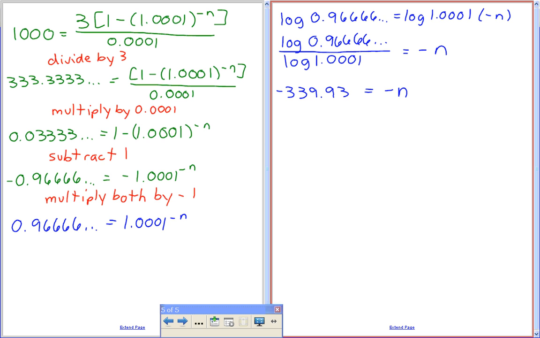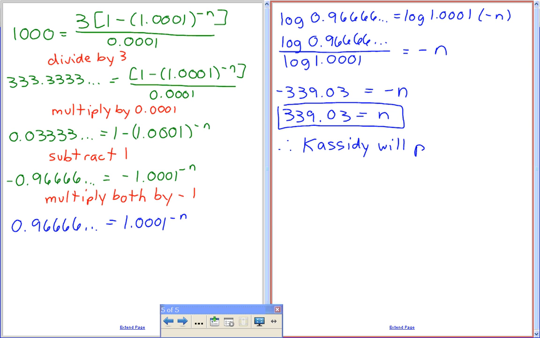Okay, why is that okay for an answer? Now please focus in. Yeah, go ahead, Angela. It's n negative, n's negative. So then we're going to multiply by positive, so positive 339 is positive. Both right. Therefore, Cassidy will pay this for 339.03 days.